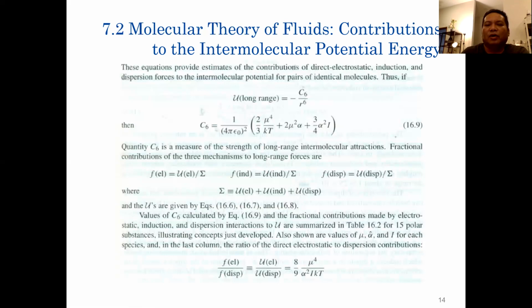That's for the long range potential. It can be written as minus C6 over R6, where C6 is given by this equation here. And then we can have a ratio, the fraction F, which is relative to the sum of all the potentials here: electrostatic, induced, and dispersion. If we do the ratio fractions here, then we can use this approximate equation for that, for electrostatic and dispersion.